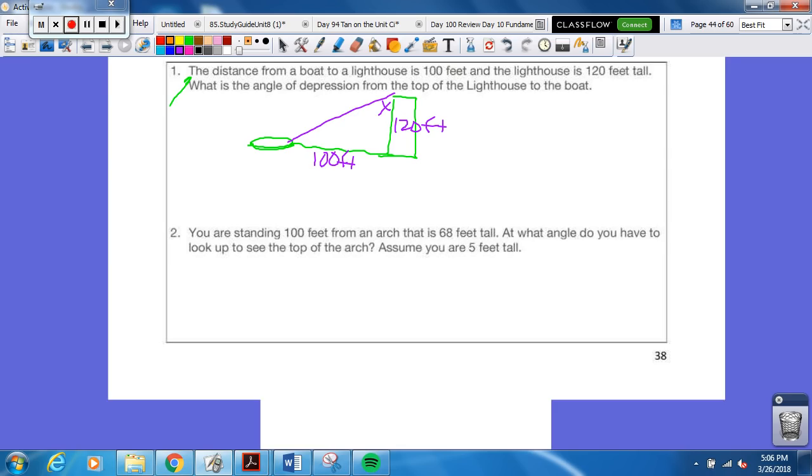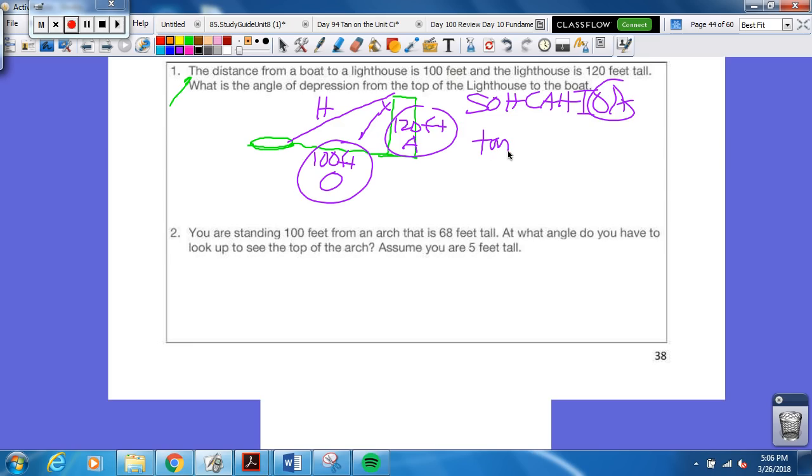All right, let's see what we got. SOHCAHTOA. Now we're going to solve this together. Bam. Okay, so this is the opposite side, this is the adjacent side, and this is the hypotenuse side. So opposite and adjacent is where I'm at. That's tangent. So tangent of x is opposite over adjacent, 100 over 120. Okay, how are we going to solve? We're going to do arctangent on both sides. So x equals arctangent of 100 over 120.